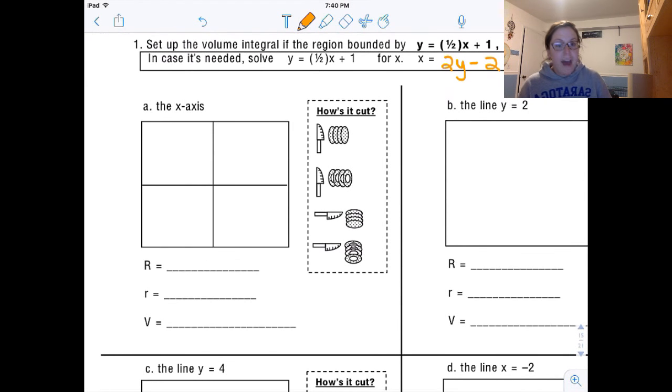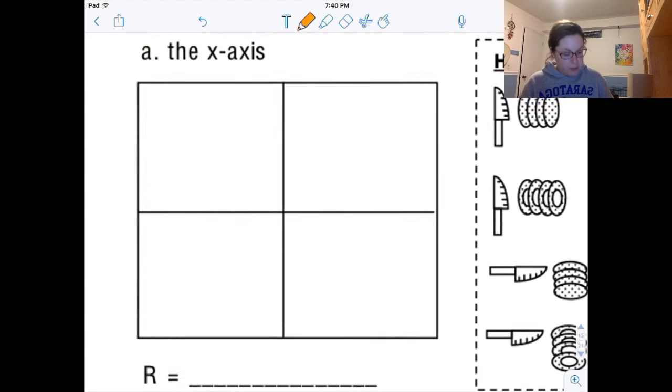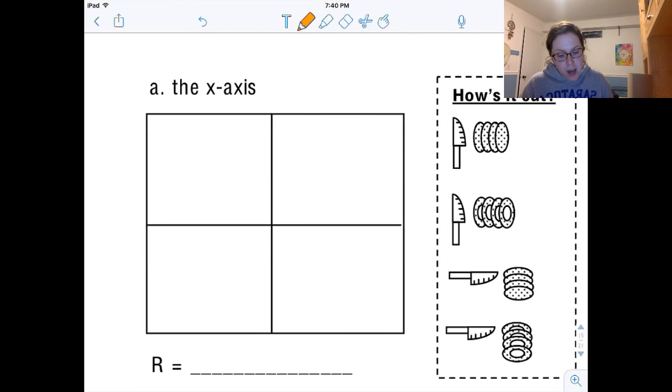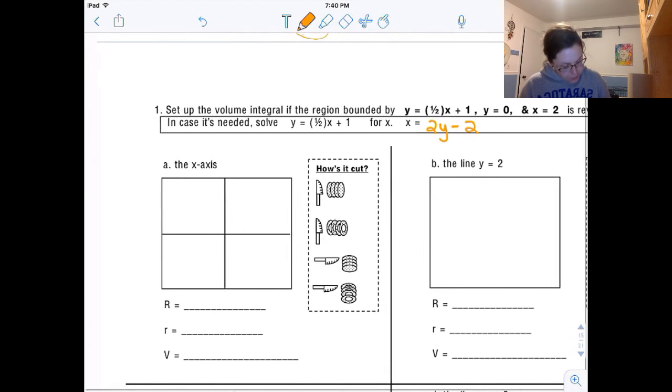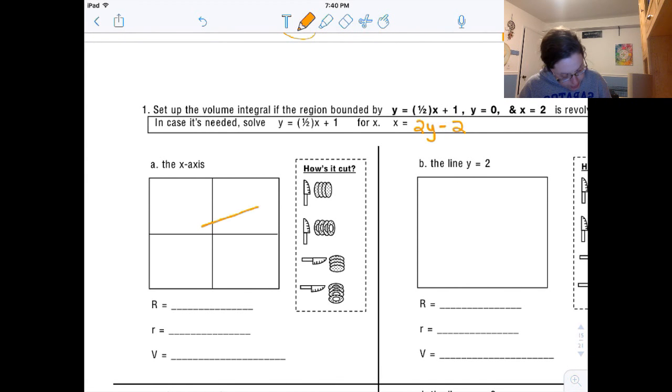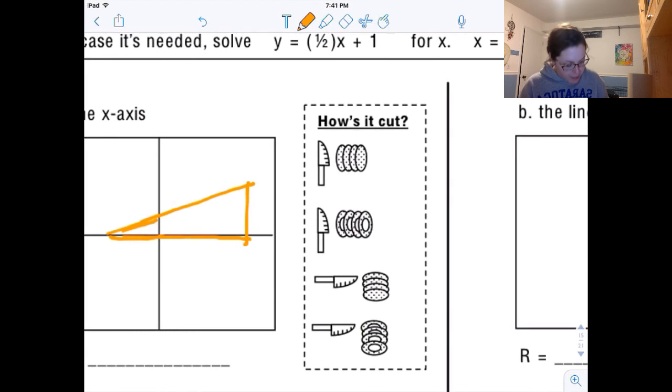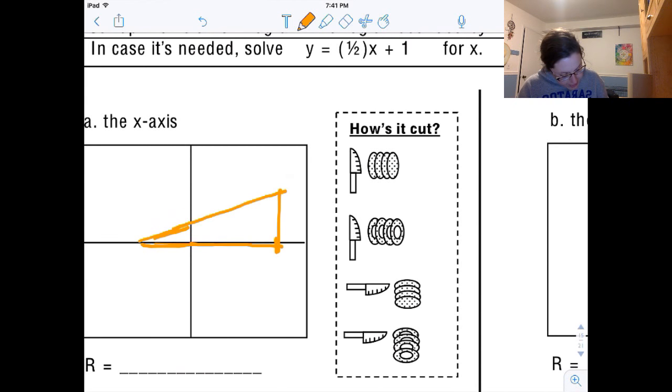So now I'm going to look at what this region looks like. And on every single one of these, that's sort of where I'm starting, what the region looks like. So y equals 1/2 x plus 1. That's going to have a y-intercept of 1 and a slope of 1/2. And it's bounded by y equals 0, which is the x-axis, and x equals 2, which would be that vertical line. Now notice it doesn't say the y-axis. So I'm going to keep extending this until those actually meet. And I'm going to think about where that happens. I know that this is at x equals 2.